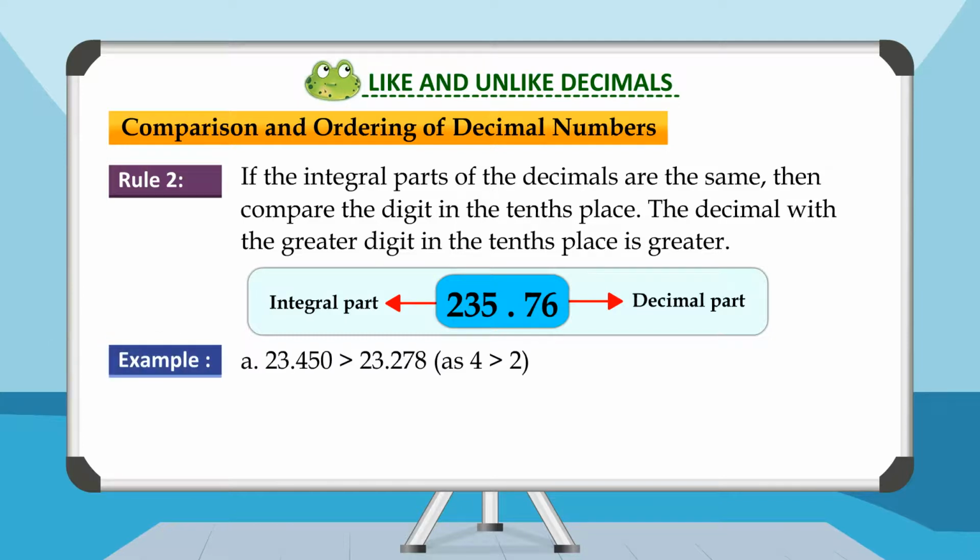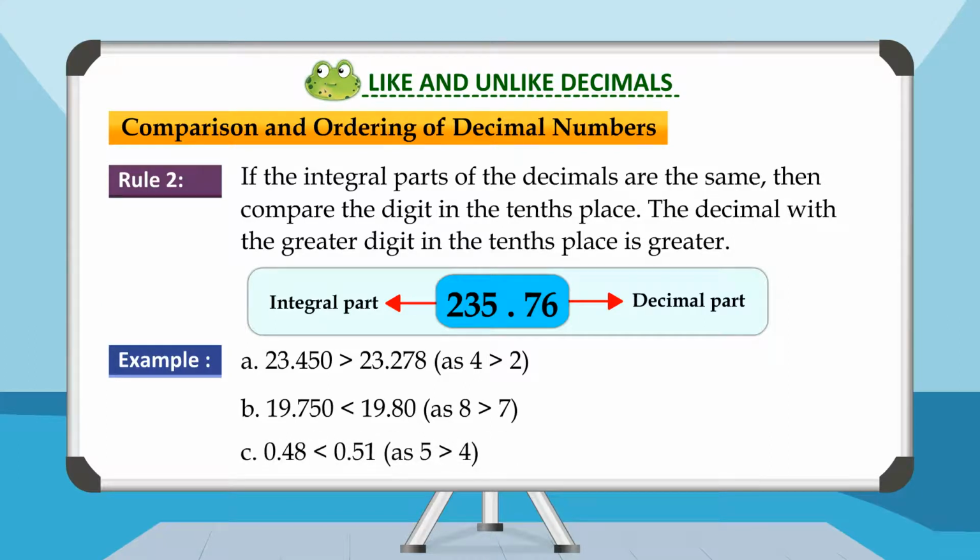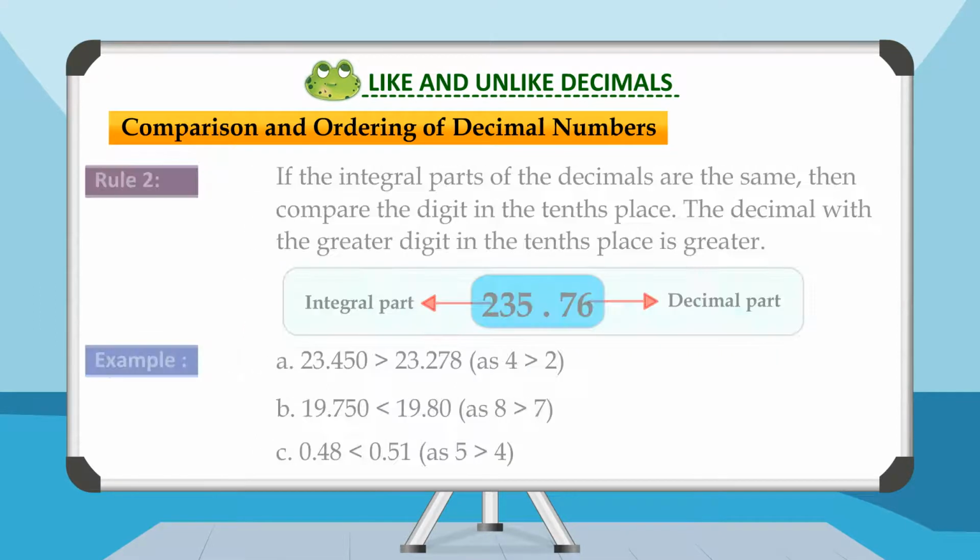Examples: A. 23.450 is greater than 23.278, as 4 is greater than 2. B. 19.750 is less than 19.80, as 8 is greater than 7. C. 0.48 is less than 0.51, as 5 is greater than 4.